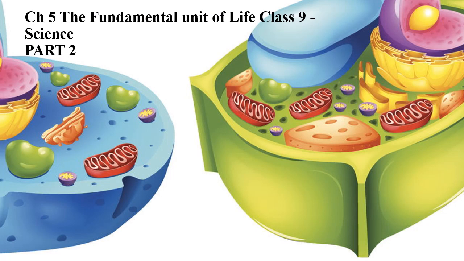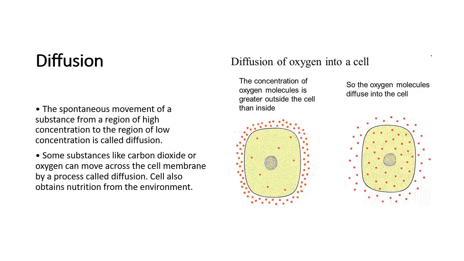Hello students, this is your part 2 on chapter 5, the fundamental unit of life. In this video, I am going to discuss with you cell membrane or plasma membrane, cell wall and nucleus. We'll see how the movement of substances takes place into the cell.